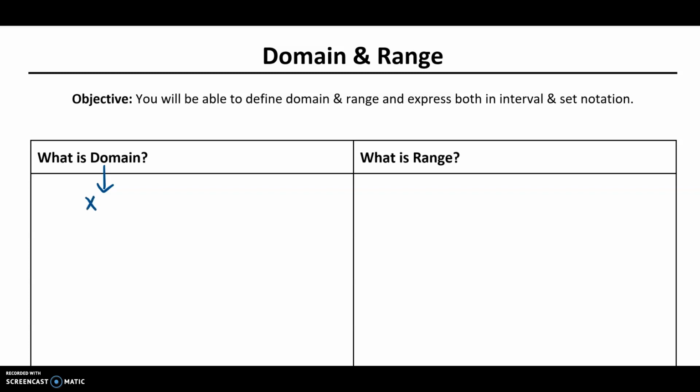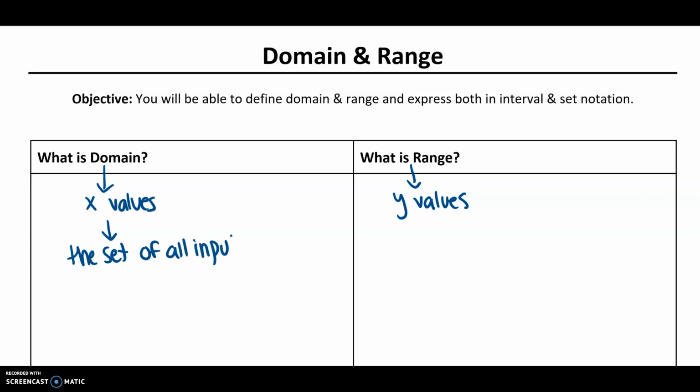When we talk about domain, we're talking about what x values are included on a graph or in an equation or in a function. And when we talk about range, we're talking about the y values. To be more specific, domain is the set of all inputs in the function. Notice I use the word set, which is why we describe it with interval and set notation. And when we talk about inputs, we're talking about x values. Whereas range is the set of all y values for that function.